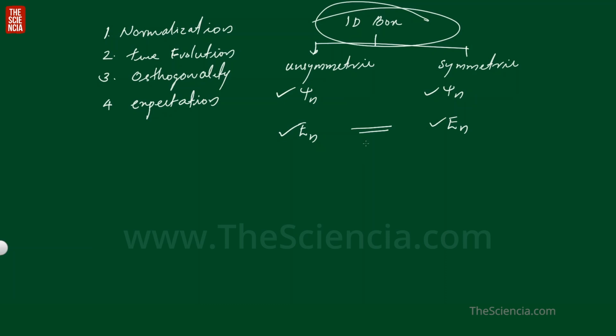Okay, so for a particle in a 1D box, we can do some normalizations, we can do some time evolutions, and we can check the orthogonality of two wave functions after some time, and we can find out the expectation value of various quantities like x, x square, px, px square, etc. So here we are going to discuss all these quantities specifically for the 1D box. That is, we are working with the wave functions and energies of the unsymmetric and symmetric box. Okay.